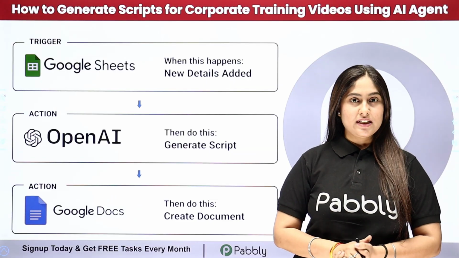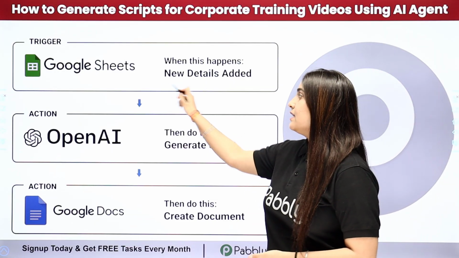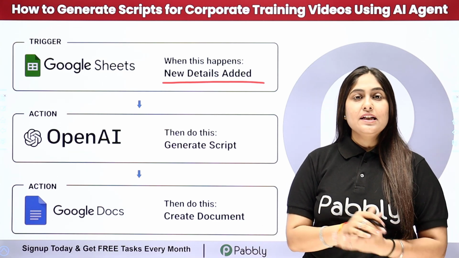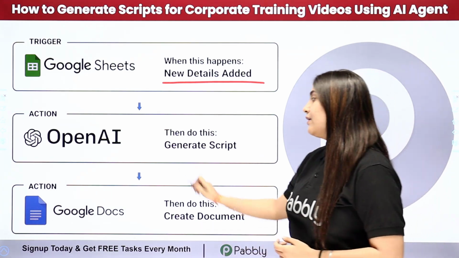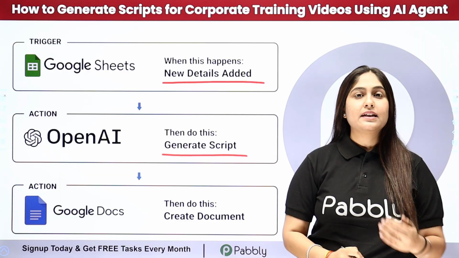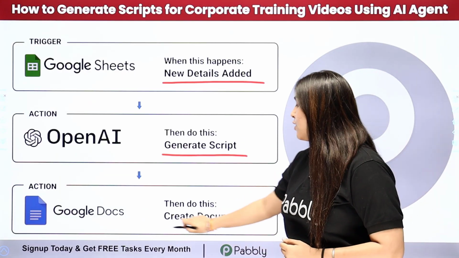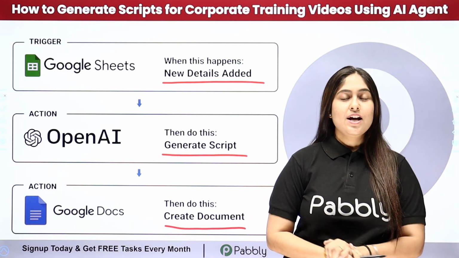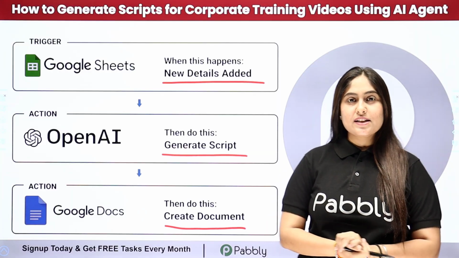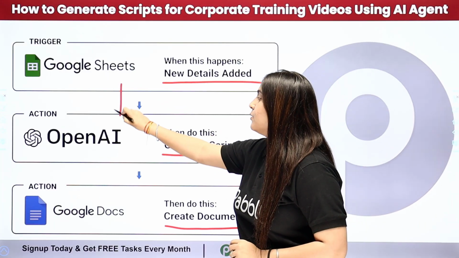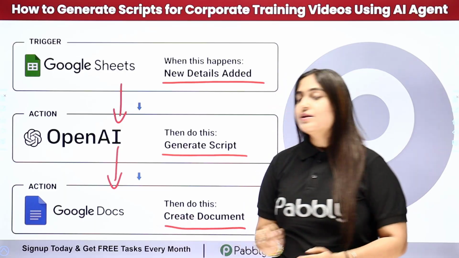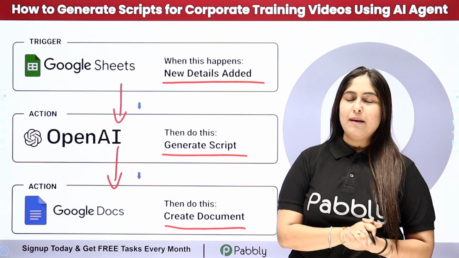So now here my objective is that I'm going to add a new video details in my Google Sheets, then automatically using the details, OpenAI should generate the script, and after that automatically the script should be created as a new document in my Google Docs account. So to automate the entire process, I need to connect my Google Sheets with OpenAI and Google Docs using an automation software named Pably Connect.